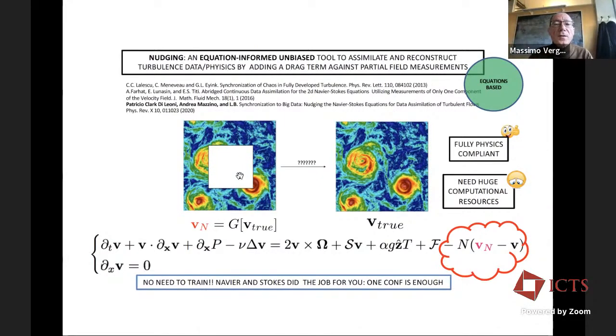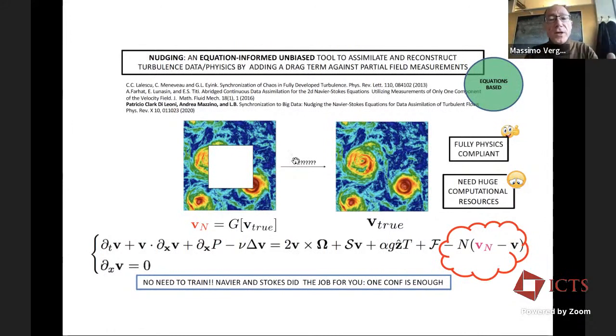What is the price that you pay? The price that you pay is that now you need to perform a real three-dimensional numerical simulation, which, as you know, is numerically highly non-trivial, in some cases even impossible. But the advantage that you have is that you don't need any training, because Navier-Stokes will evolve the flow around your correct ensemble, the correct ground truth distribution.